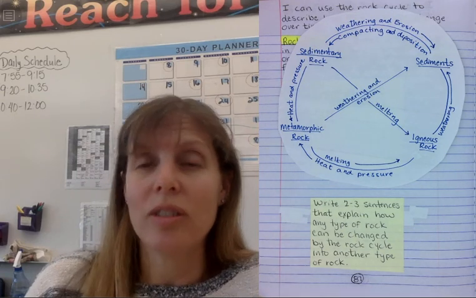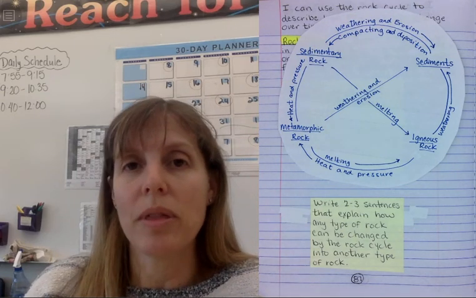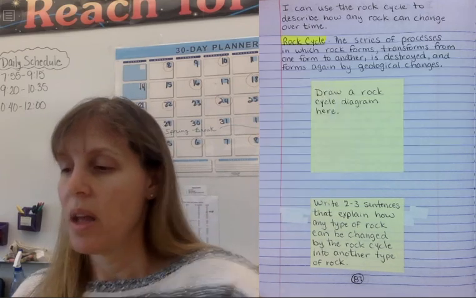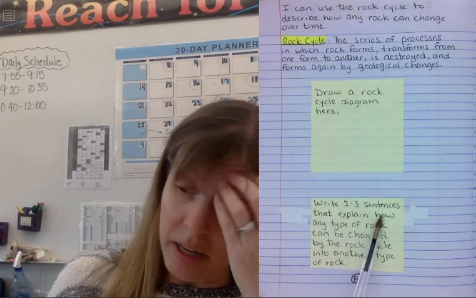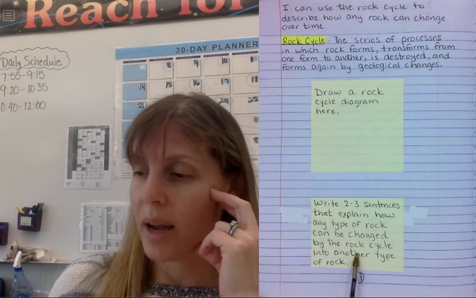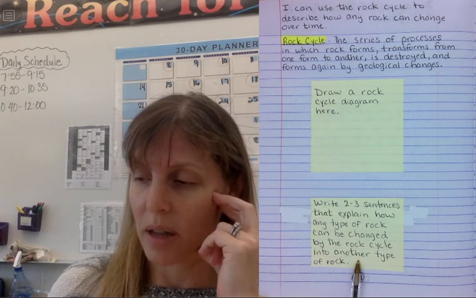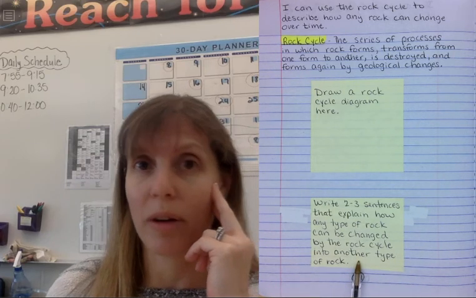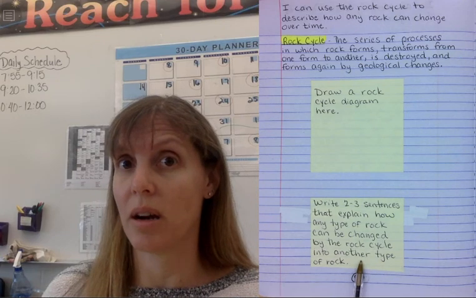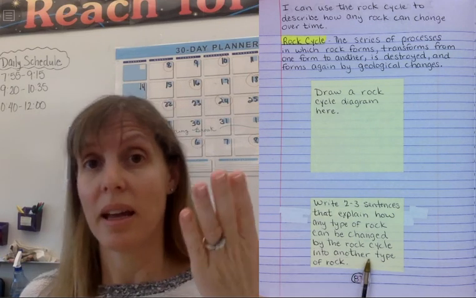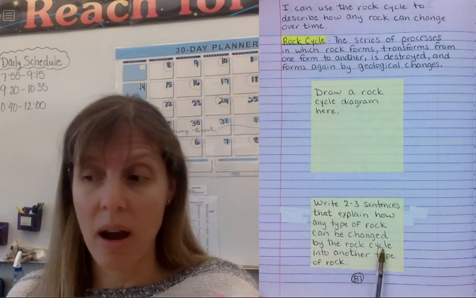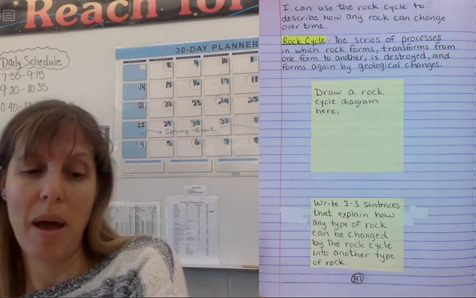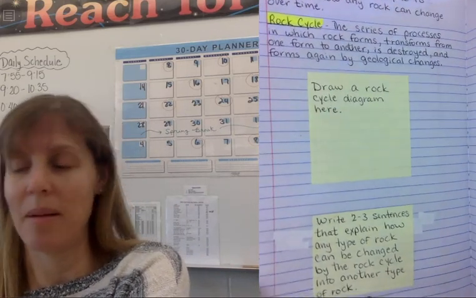When you're done, just pick a rock cycle that you're happy with, that you can draw, okay? And then I would like you to write two sentences that explain how any type of rock can be changed by the rock cycle into another type of rock. So like sedimentary rock, how can it become igneous? Igneous rock, how can it become sedimentary? A metamorphic rock, how can it become a sedimentary rock?